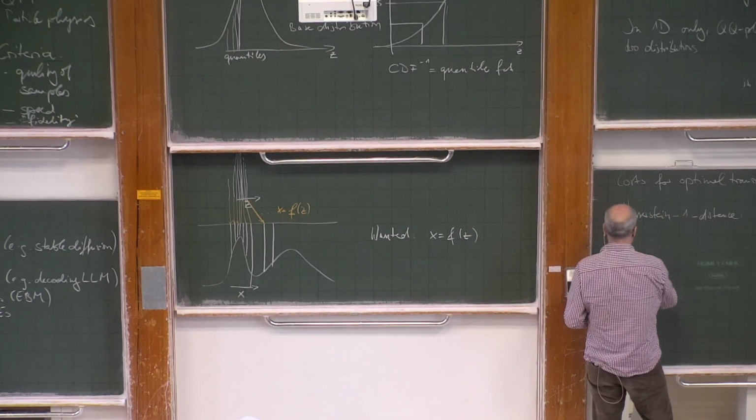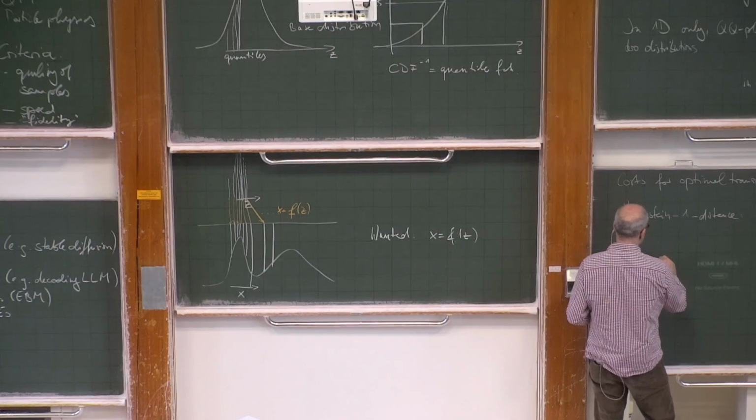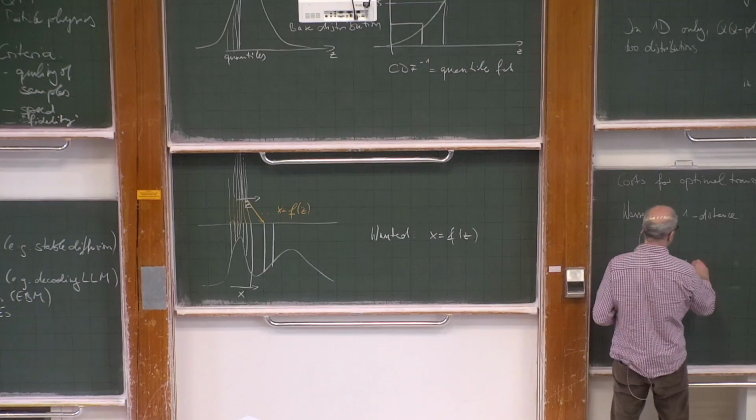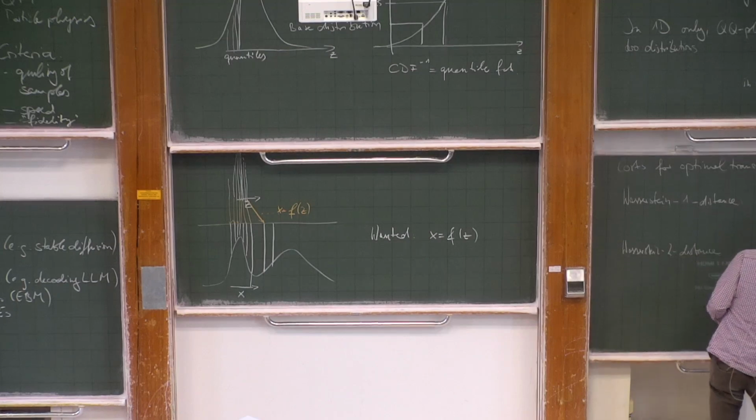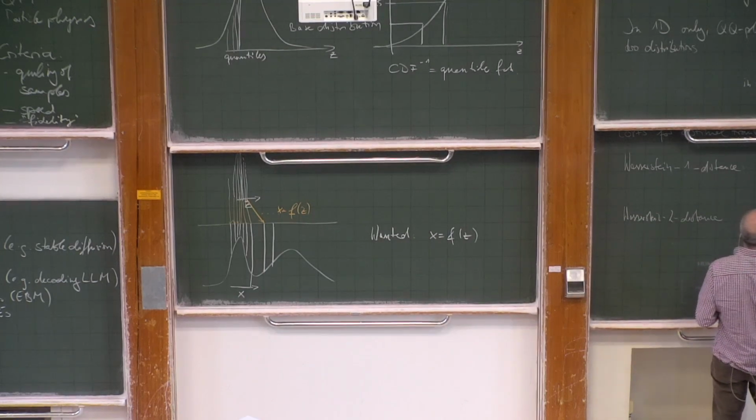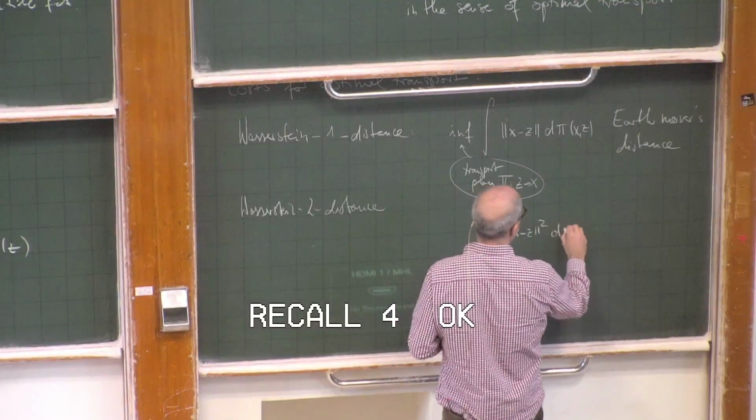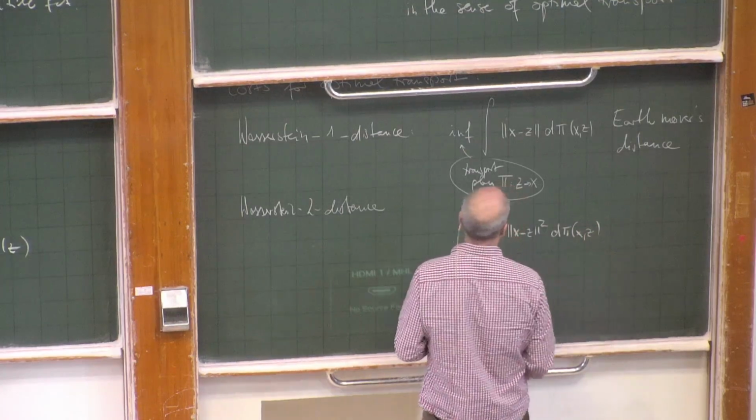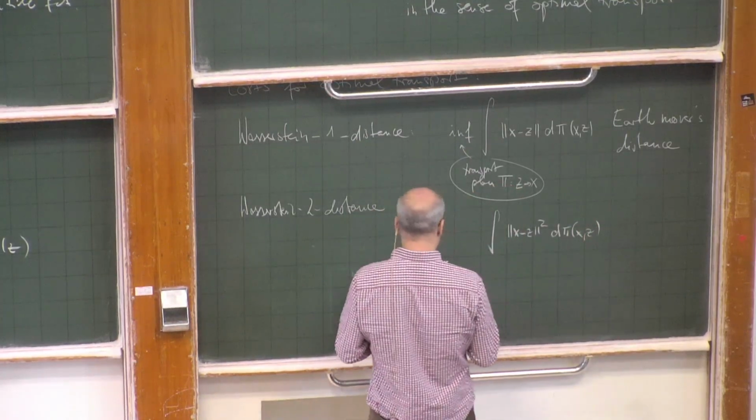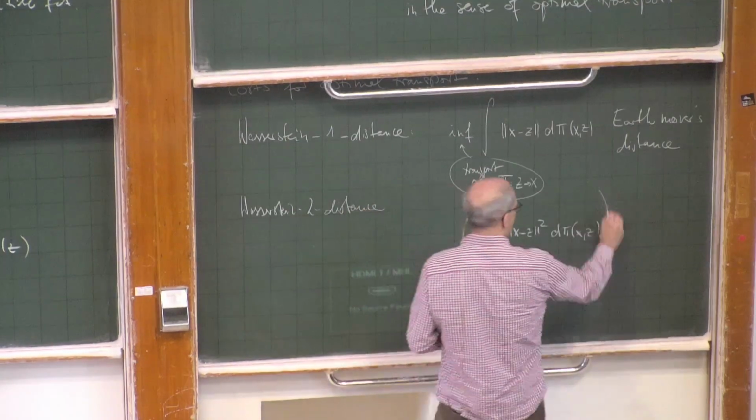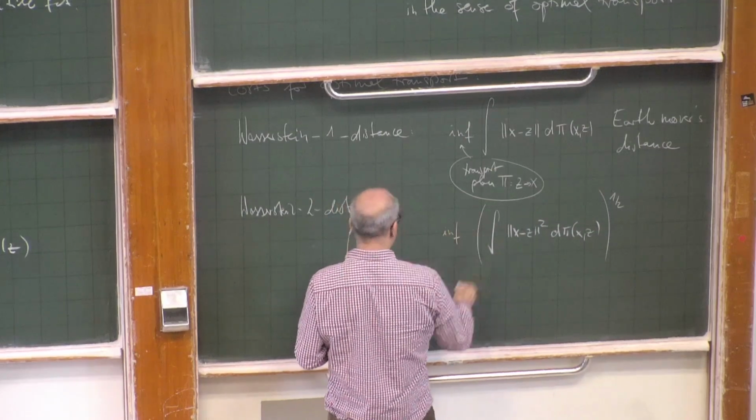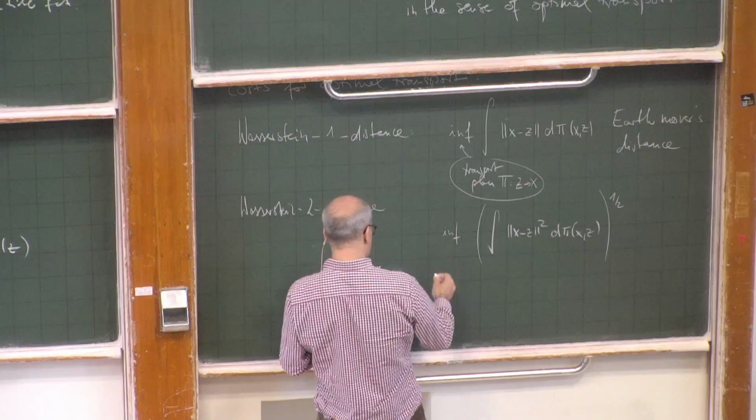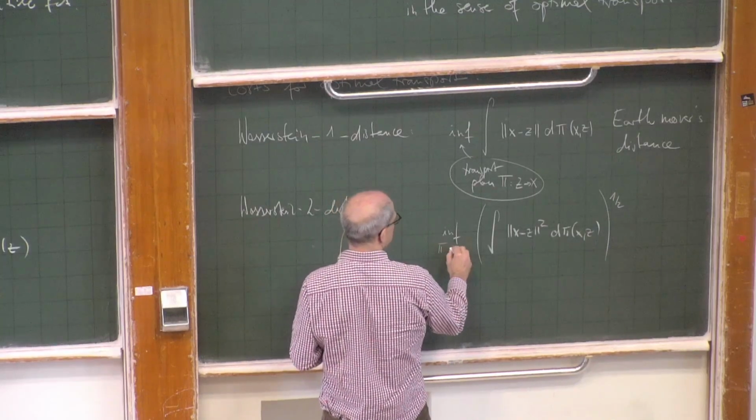And the Wasserstein 2 distance, in contrast, penalizes transportation with the quadratic cost of the distance. So here we have the integral of x minus z squared, and this is more akin to Euclidean distance, and the infimum here is taken in the same sense.